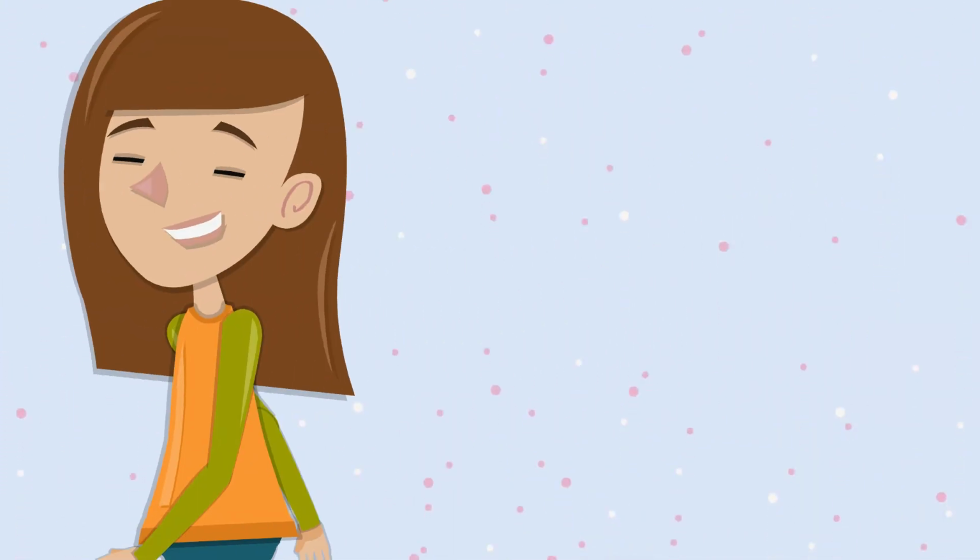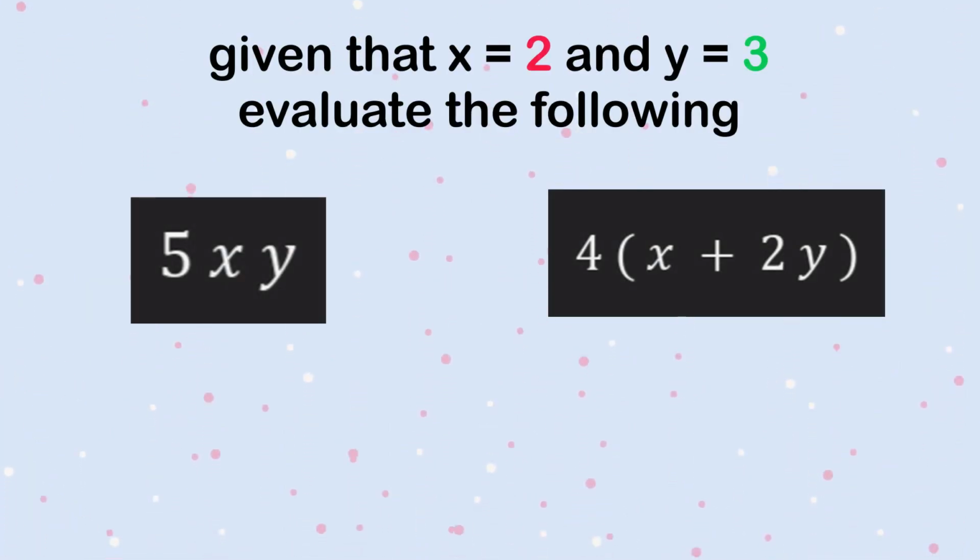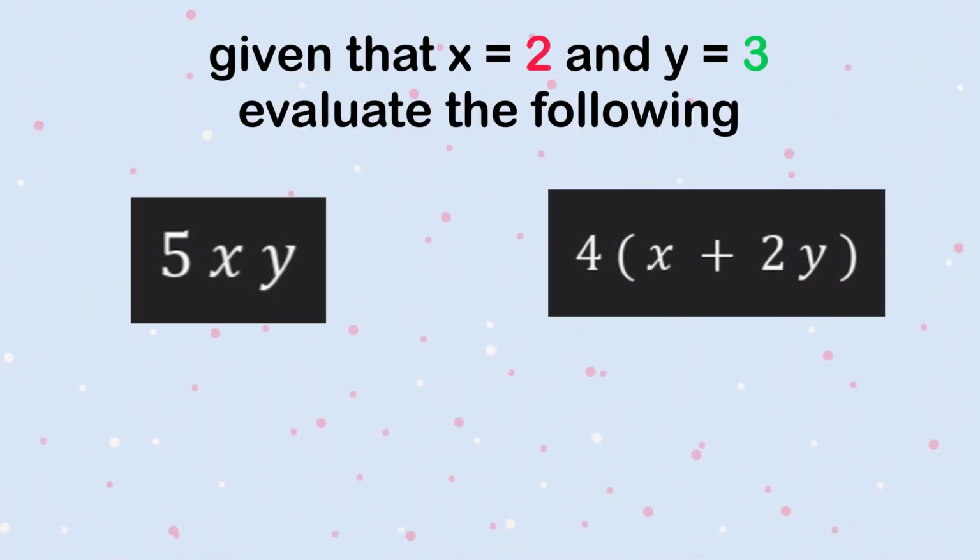Substitution can also include multiple prenumerals. In these examples, x is 2 and y is 3. In the first one, 5 and x and y are multiplied by each other, so it is 5 times 2, which is 10. 10 times 3 is 30.